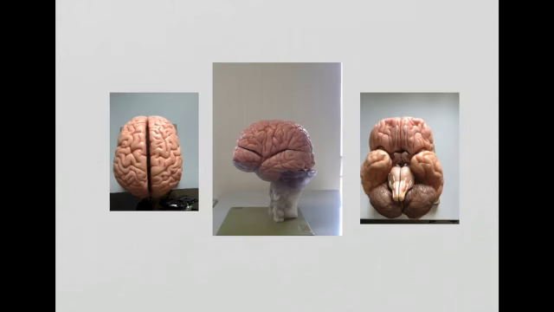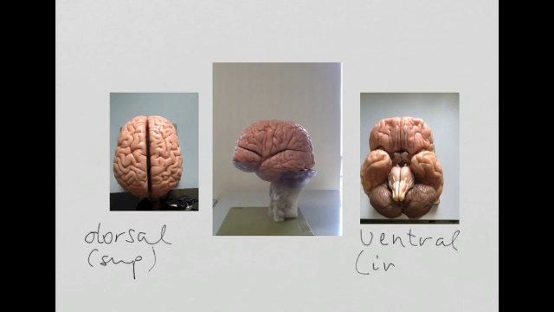When we describe the brain, this would be described as the dorsal surface, sometimes superior, and this would be the ventral surface of the brain. Dorsal, ventral.